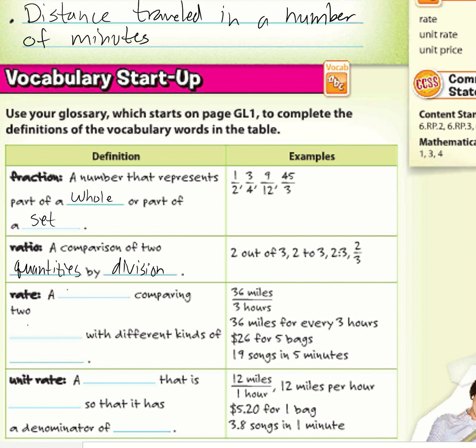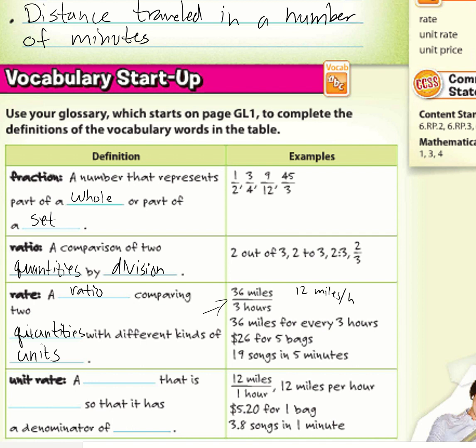I'm doing a unit rate. So a rate is a ratio comparing two quantities with different kinds of units. That's what we're going to be doing. So to the right, it says 36 miles for every 3 hours. That's the same as 36 miles per 3 hours, or that'd be 12 miles per hour.